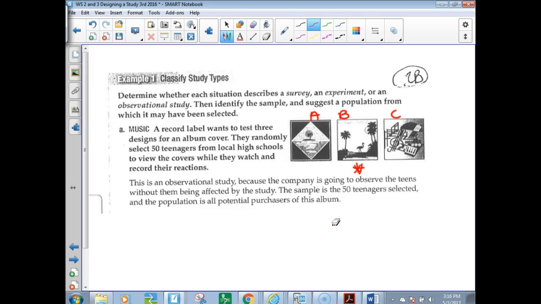I like B. I like A also. That looks abstract to me, but it's okay.